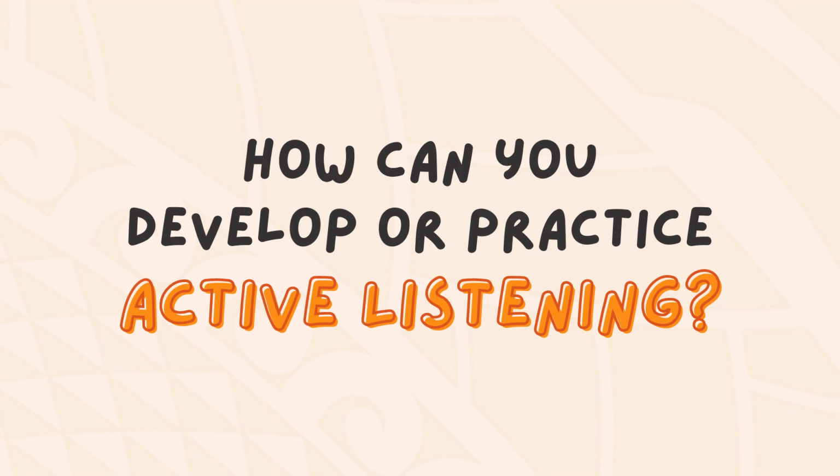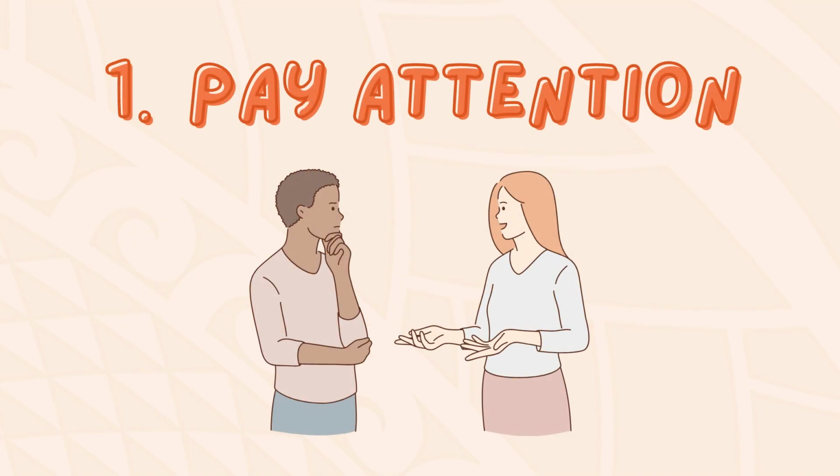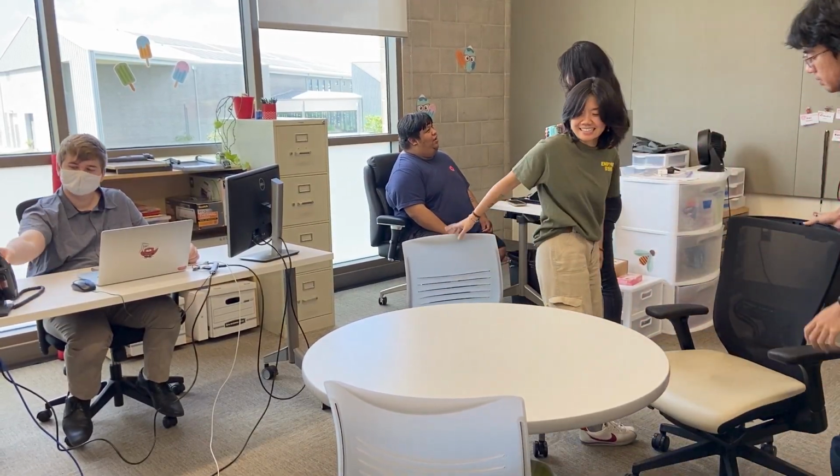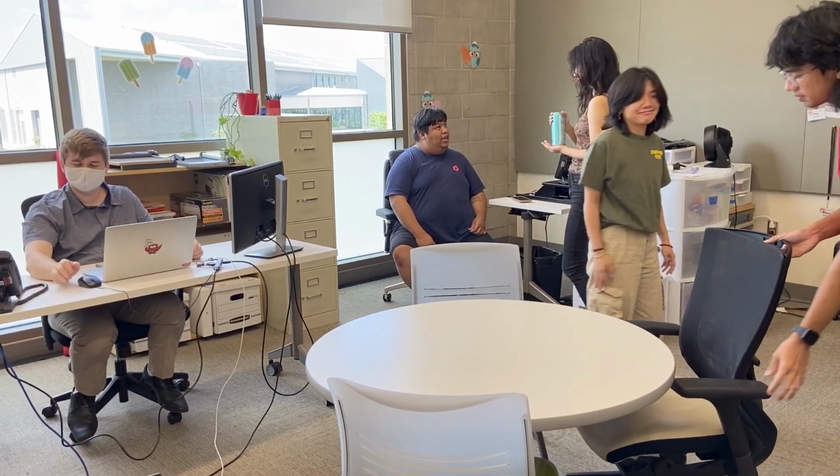How can you develop or practice active listening? Number 1, pay attention. Your full attention should be on the person speaking. If possible, remove distractions to help you stay focused on the conversation or presentation at hand. For example, putting away or silencing phones will help you focus and minimize disturbances during your conversation.